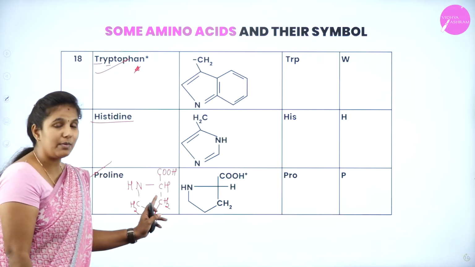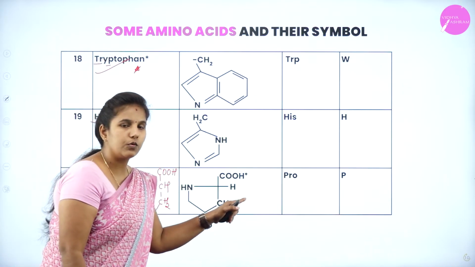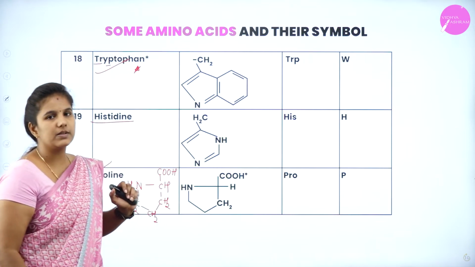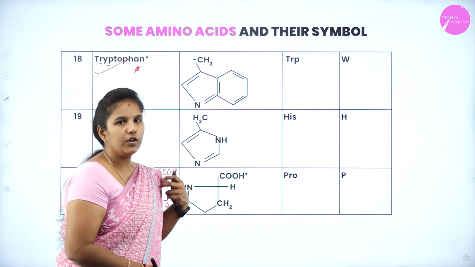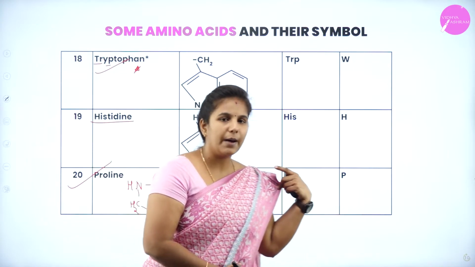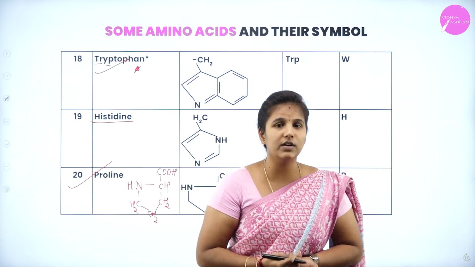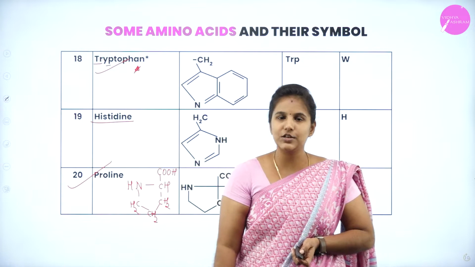So this is a variable group which is present in proline, and the first 3 letters will be used for the 3-letter word, that is Pro, and capital P will be used to represent the proline amino acid. So this is how we can represent the amino acids with a variable group along with the 3-letter word as well as with a 1-letter code. I hope you have understood this naming.